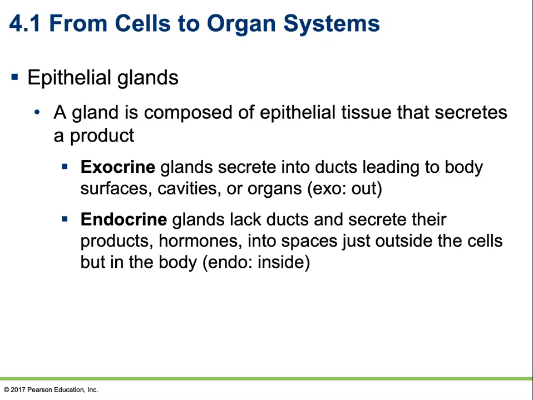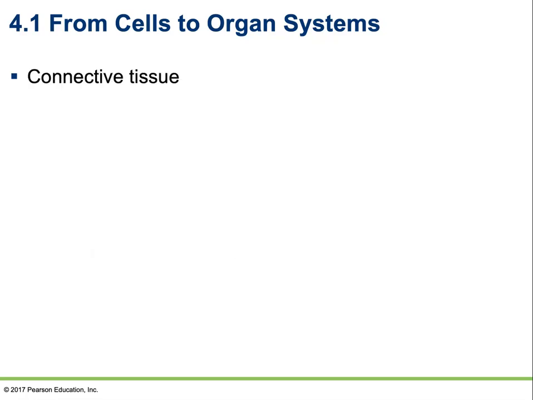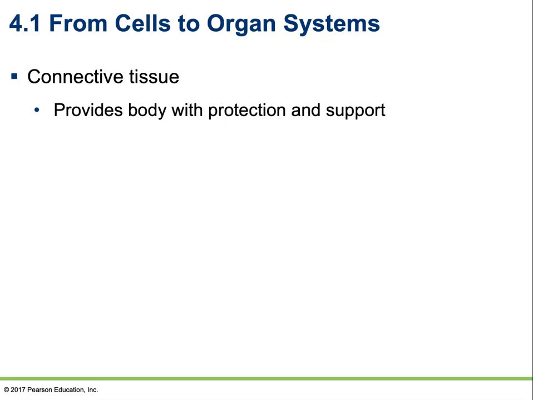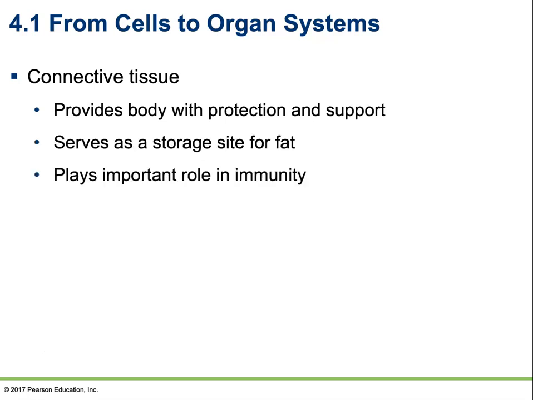So those are going to be our epithelial glands. Moving on to some of our other tissues, there is connective tissues. Connective tissues provide the body and its organs with support and protection. May also serve as a storage site for fat and plays an important role in immunity. There are a lot of different forms and functions.